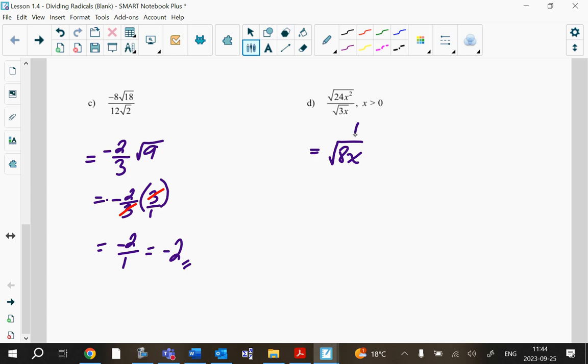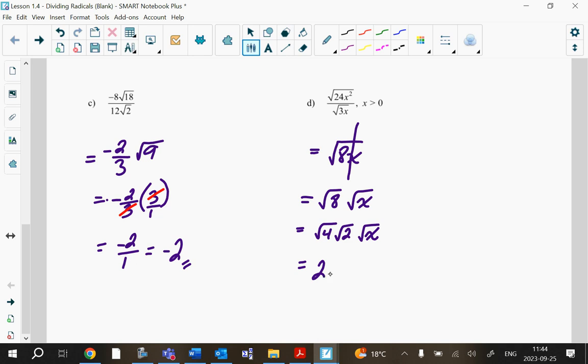Split. So root 8 times root x. Can I simplify root 8? Yeah, root 4 times root 2. I can't simplify root x. There's no highest perfect square. Highest perfect squares are exponents of 2, 4, 6, 8. There's not enough. This gives me 2. And what can I do with the root 2 times root x?